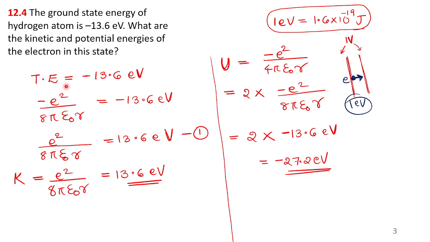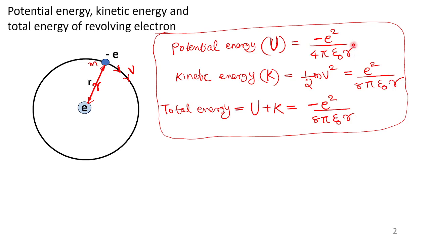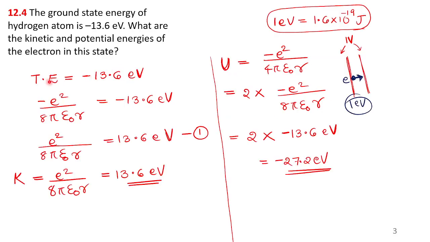Just 1 minute. So, total energy equals minus 13.6 electron volt. What is the formula of total energy? Total energy has the formula minus E square by 8 pi epsilon 0 r. We studied that. All the three formulas I have already discussed. The total energy of the revolving electron, minus E square by 8 pi epsilon 0 r, is given as minus 13.6 electron volt. Clear?